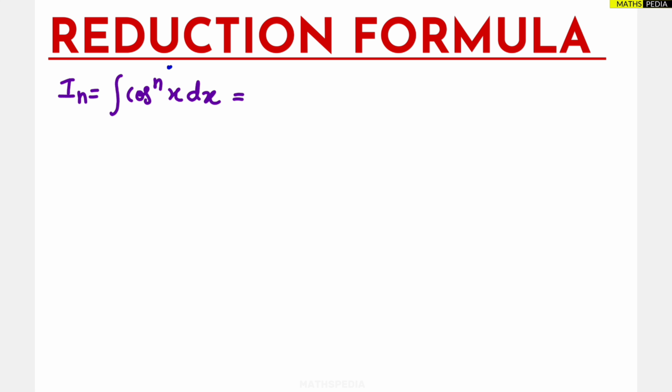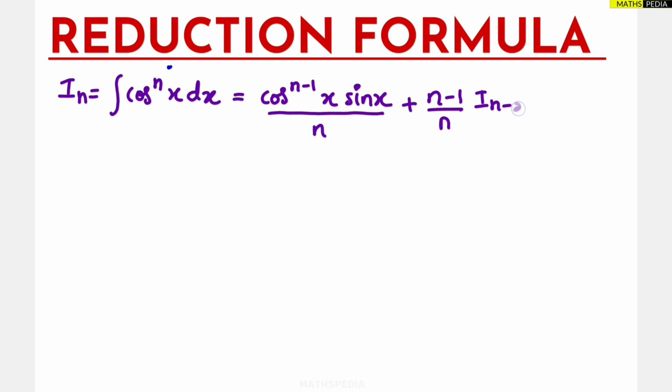So this is equal to cos n minus 1 x sin x divided by n, plus n minus 1 by n into I n minus 2. Only change between the sine and cos function, you can observe that these two functions have been interchanged. Okay, there it was minus sin n minus 1 x into cos x. Here it is cos n minus 1 x into sin x. That is the only thing. There we had a minus sign also. Only that changes. So you can remember easily.